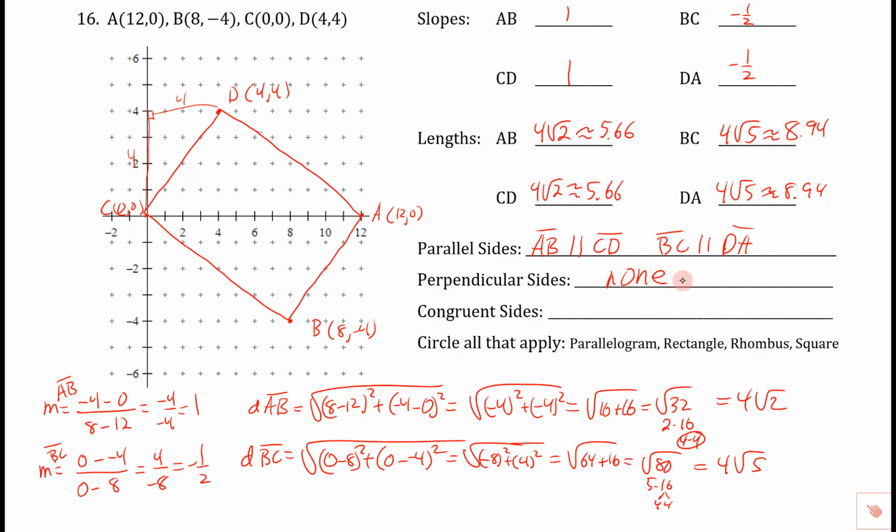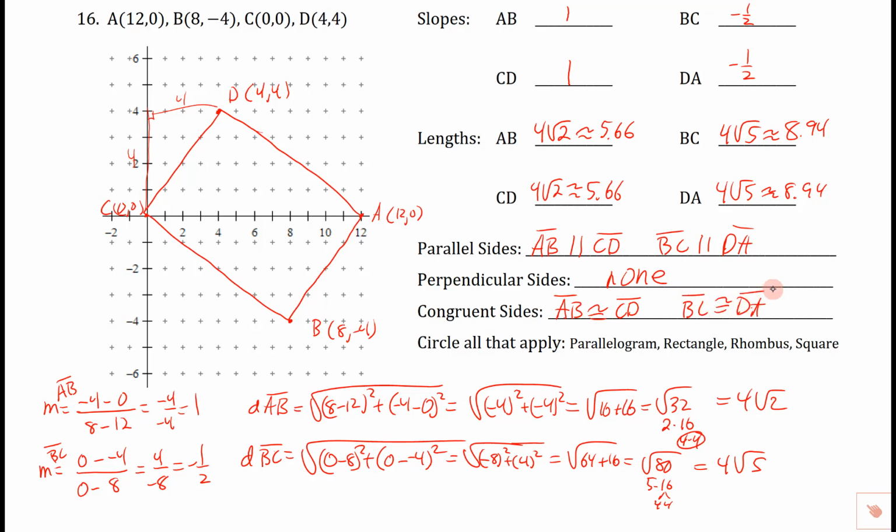And then let's talk congruent sides. Congruent's pretty easy. It's going to be a repeat of what's up above here, just a different symbol. So side BC is congruent to side CD, and then side BC is congruent to side DA.